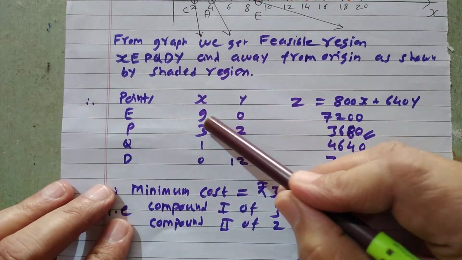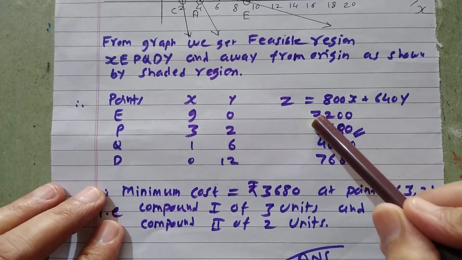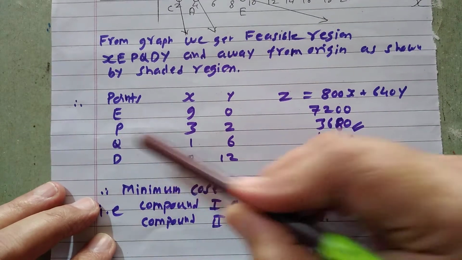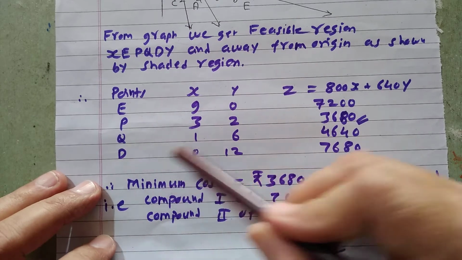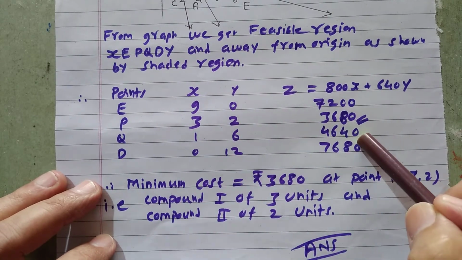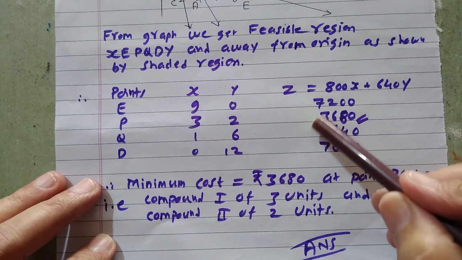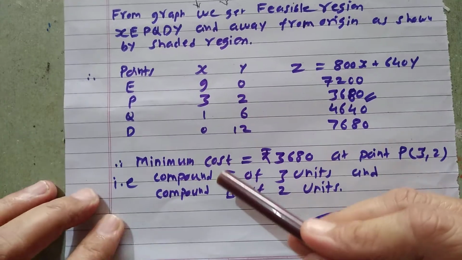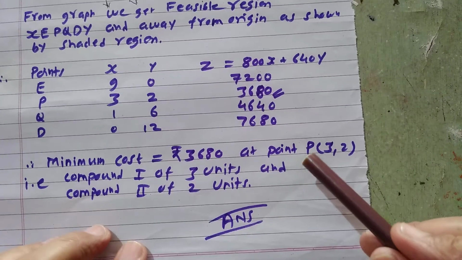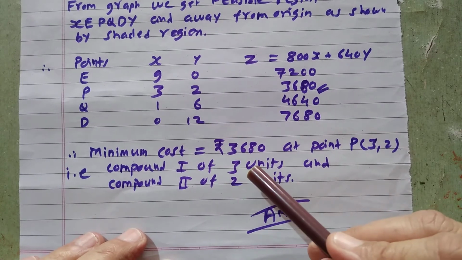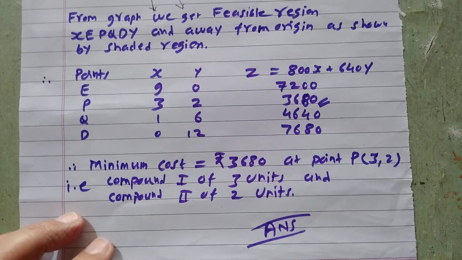For point E (9, 0), substituting in 800x plus 640y, we get 7200. For point P (3, 2), substituting you will get 3680. For point Q (1, 6), 4640. And for point D (0, 12), 7680. And 3680 is the minimum. Therefore the minimum cost is rupees 3680 at the point P, that means compound 1 is 3 units and compound 2 is 2 units. Write this down again in the classwork notebook.